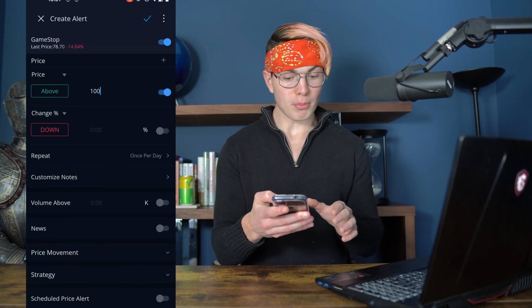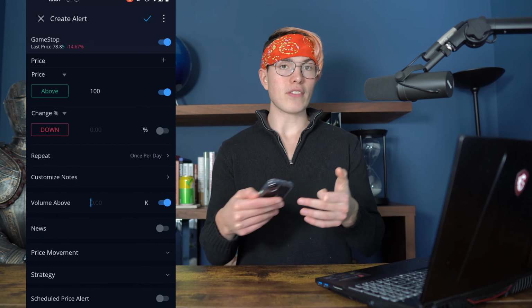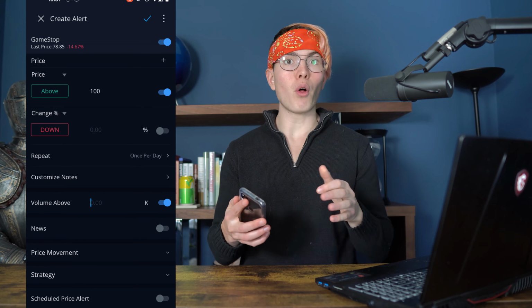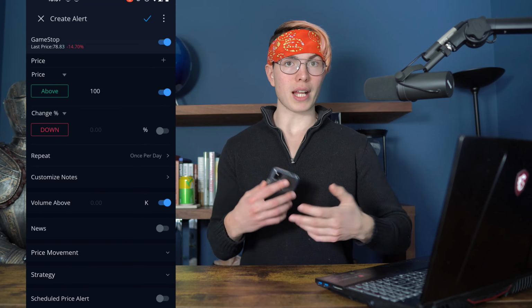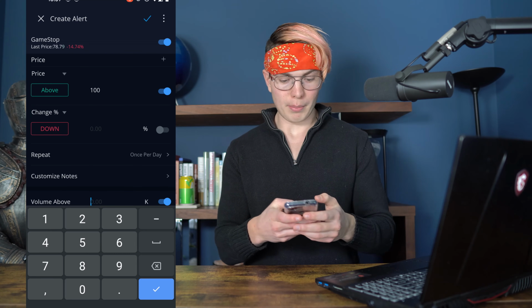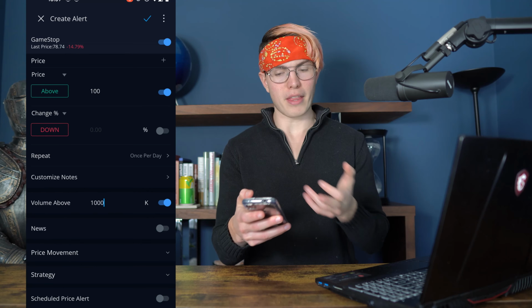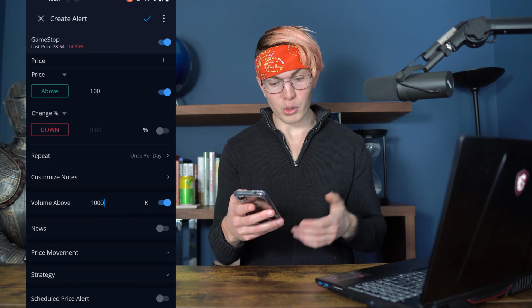We could do a volume above. So a volume on a stock is essentially how much of that stock is trading hands in a given day. So we could set an alert if the volume were to spike and a lot of people were now transacting with GameStop stock. So maybe if we wanted the volume above, I don't even know, 1,000, and then this multiplies by 1,000, so it's like 1,000,000. So if the volume is over 1,000,000, we get an alert.